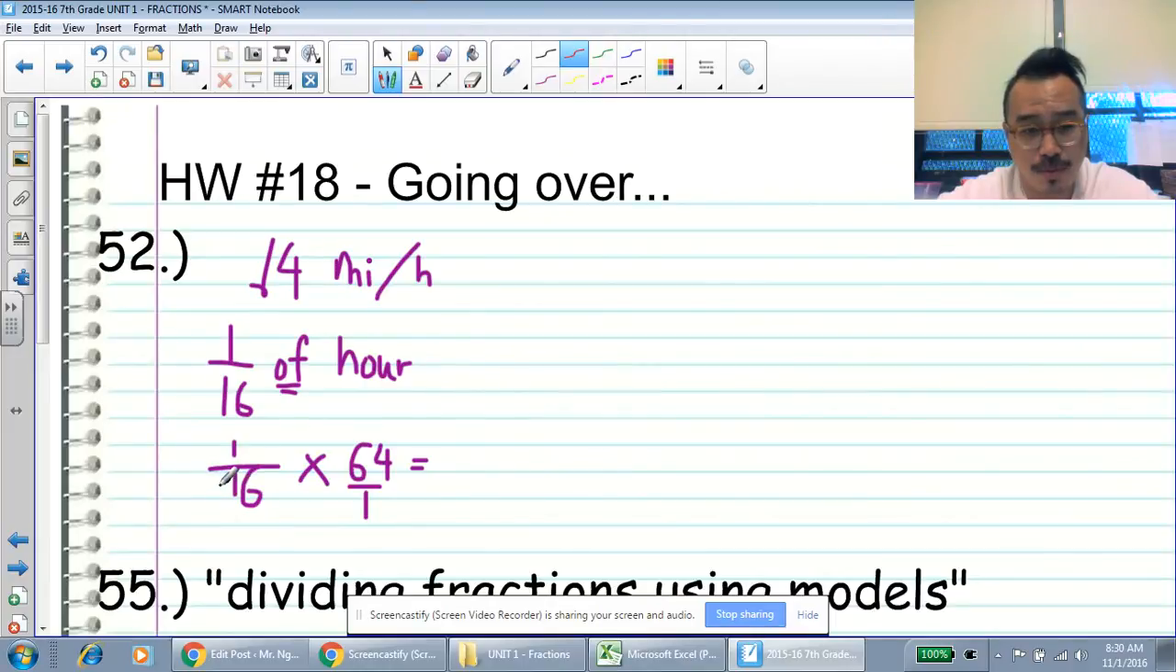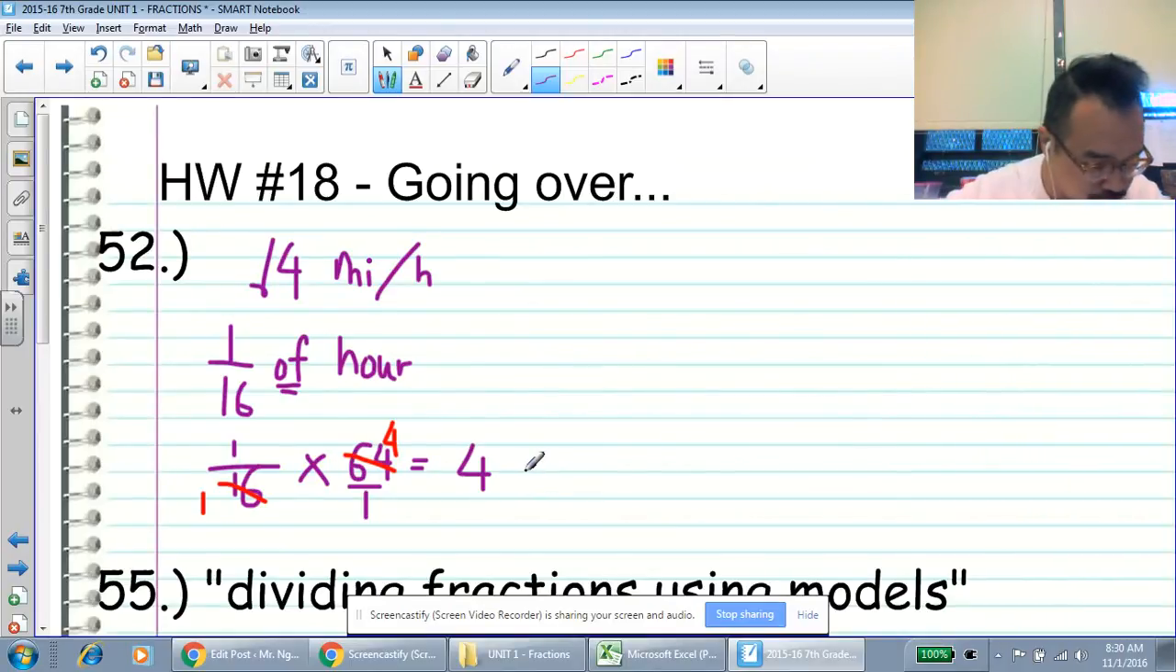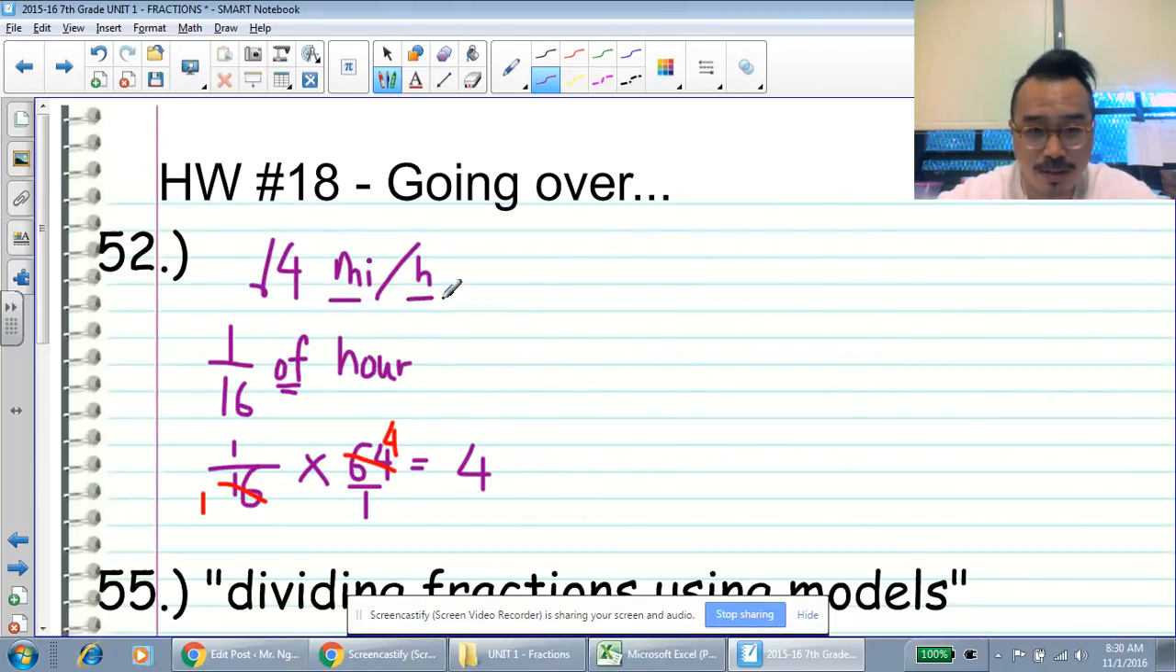All right, here we go. 16 into 16 is 1, 16 into 64 is 4. So 1 times 4 is 4, 1 times 1 is 1. So 4. 4 what though? What's the question? How far? So it's a distance. Is it miles or hours? That's right, miles. Miles measure distance, how far you can go. So 4 miles. That's part A.